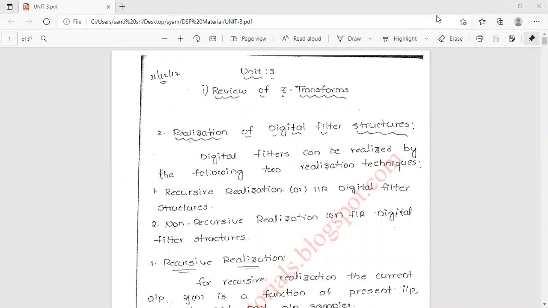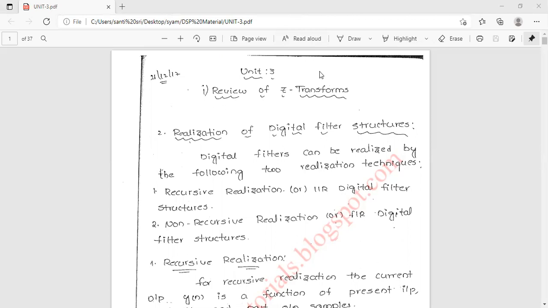Morning. In the last classes we discussed the classes of FFT, that is radix-2 DIT FFT, decimation in time FFT, decimation in frequency FFT, their properties, and some problems related to DIT FFT and DIF FFT. Next, we are going to start the next unit, that is review of Z transforms.